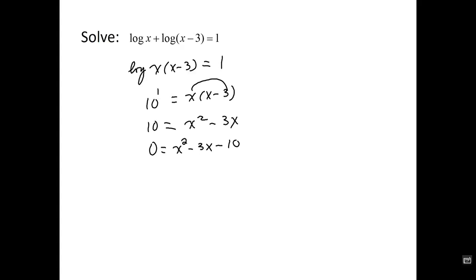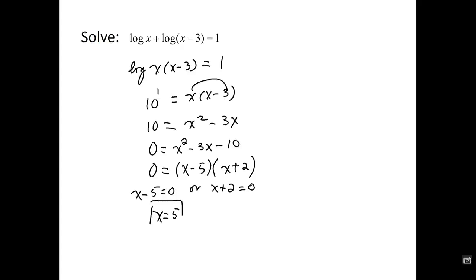All right, let's solve this quadratic equation. Let's see, does it factor? I think so. It does factor. So we have 0 is equal to x minus 5 times x plus 2. And now using the zero product principle, x minus 5 is equal to 0, or x plus 2 is equal to 0. So we get x is equal to 5, or x is equal to minus 2.